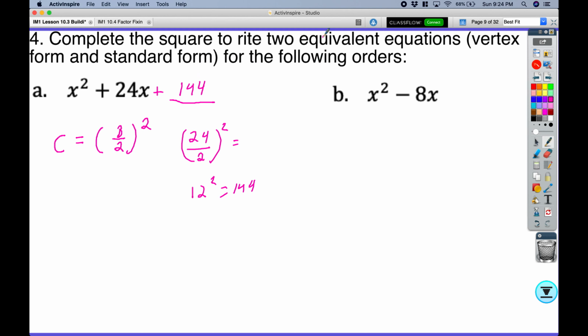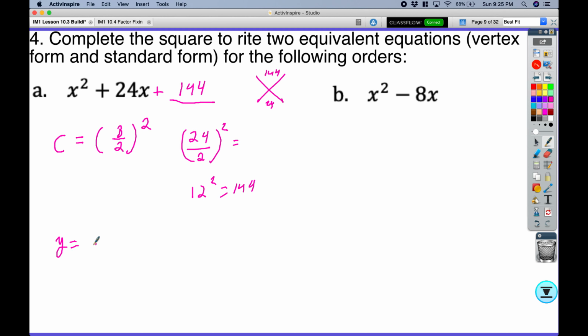Now, I'm going to show you the shortcut. Just so we know, one more time, we're looking for numbers that multiply to a times c, which would be 144, and add to 24. In this instance, since we're looking at all perfect squares, I'm going to just show you how to do this. To turn it into a perfect square, it's a little shortcut.